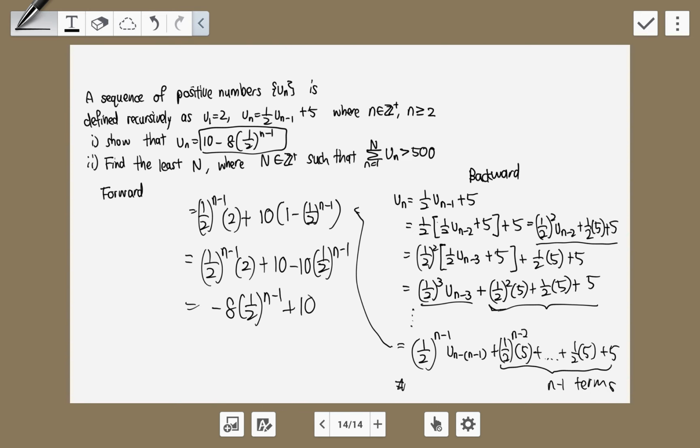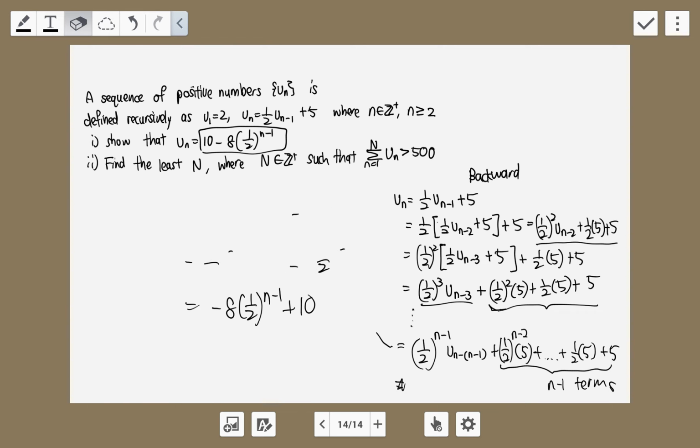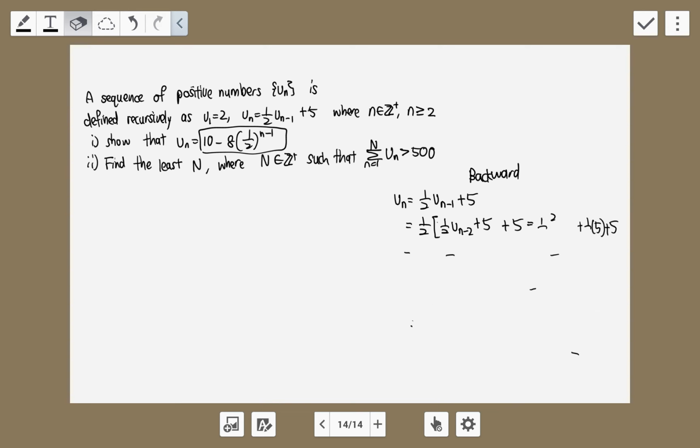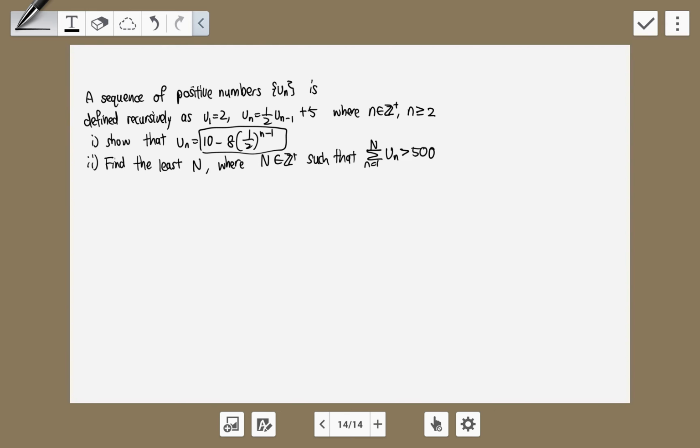So I've done the forward and backward method. Now I'm going to show you how to get the least n. Since the summation from n equals 1 to n of un, what does this mean? Since we know that un is equal to this, this equals the summation from n equals 1 of 10 minus 8 times half to the power of n minus 1.